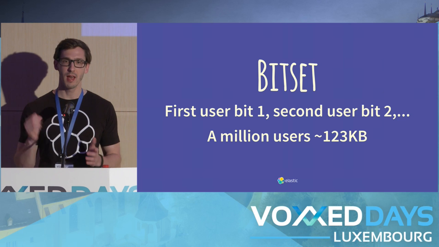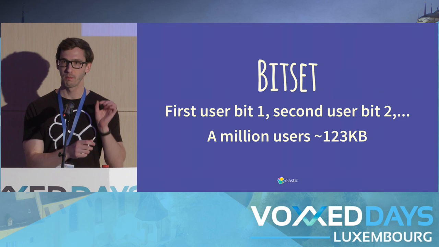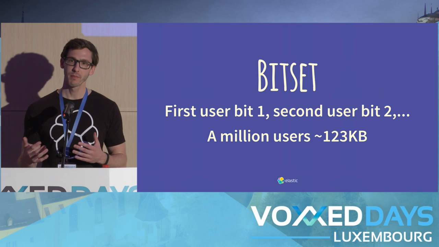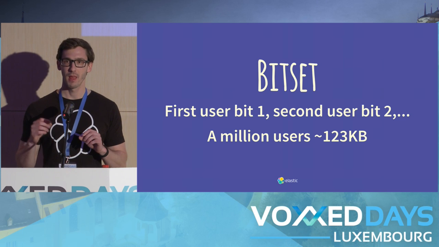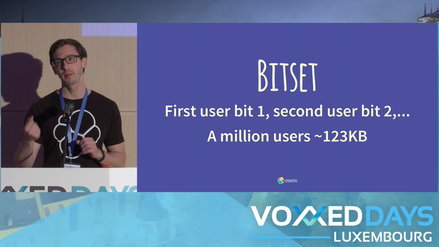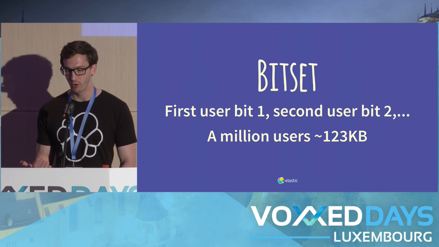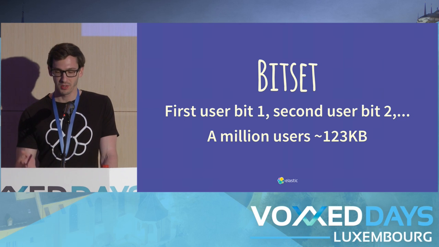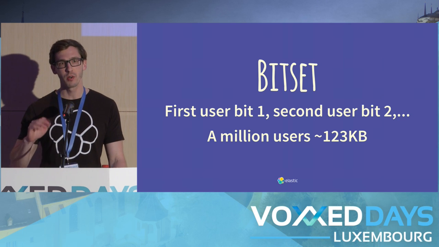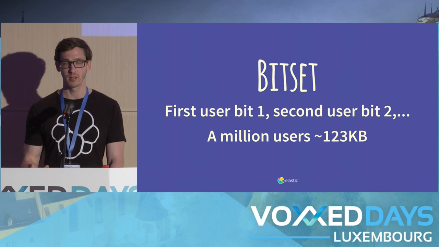For bit sets, you simply have users who have signed up. The first user who has ever signed up gets the first bit of your bit set. The second user gets the second bit. For each hour you want to track, you set up a bit set with zeros for all of your users, and as soon as a user logs into your system, you flip that bit and set it to one. So you just need one bit of information for each user. For a million users, you need something like 123 kilobytes. For one day, it's probably like 3 megabytes of data, one bit set for each hour. So this is already pretty efficient, and you can store your data for quite some time.